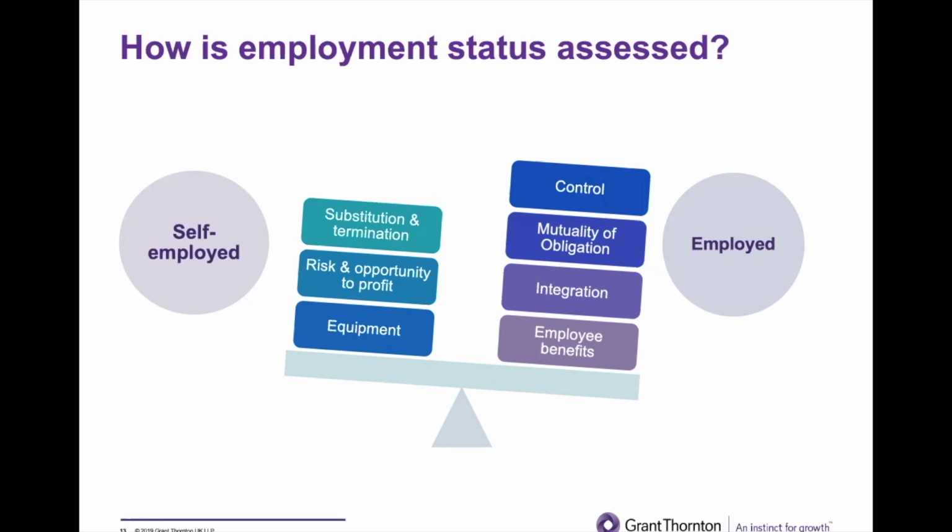Factors which may indicate employment are things such as mutuality of obligation. So HMRC consider that as a minimum in an employment relationship, there must be an obligation on the part of the worker to provide his work and an obligation on the part of the engager to pay the worker for their services. If the employer has the right to exercise a certain degree of control over the worker, this can also be indicative of an employment relationship.